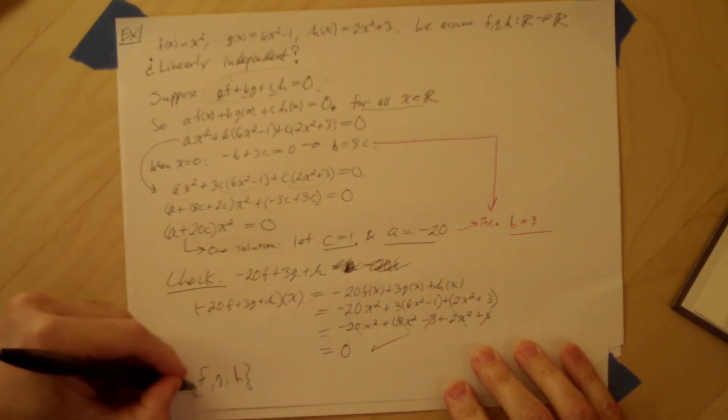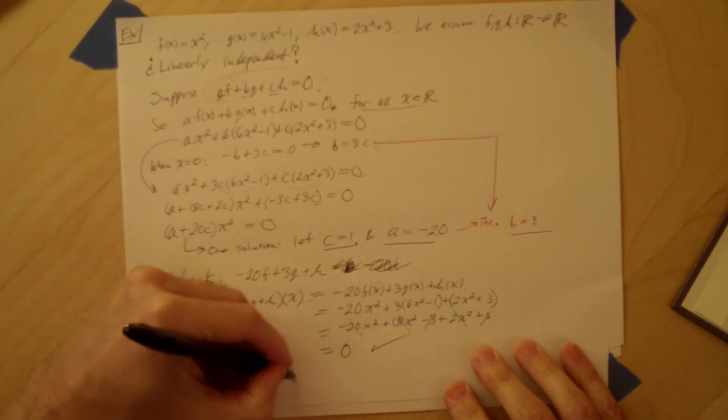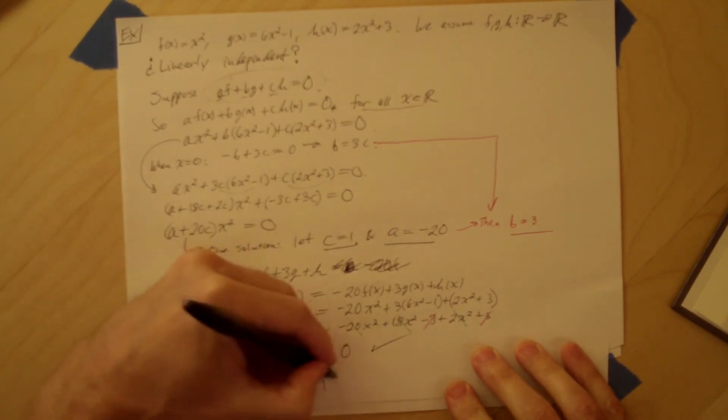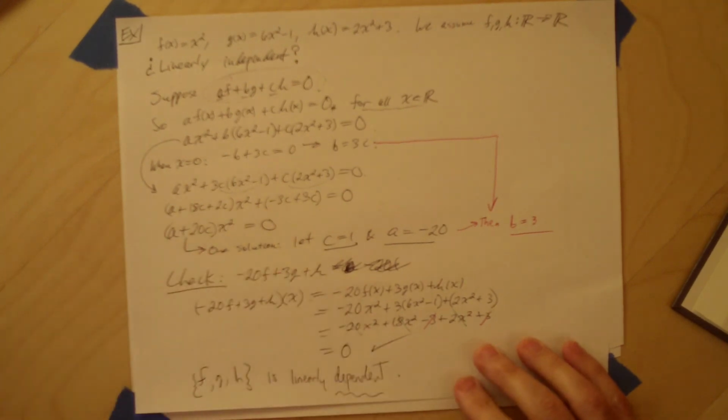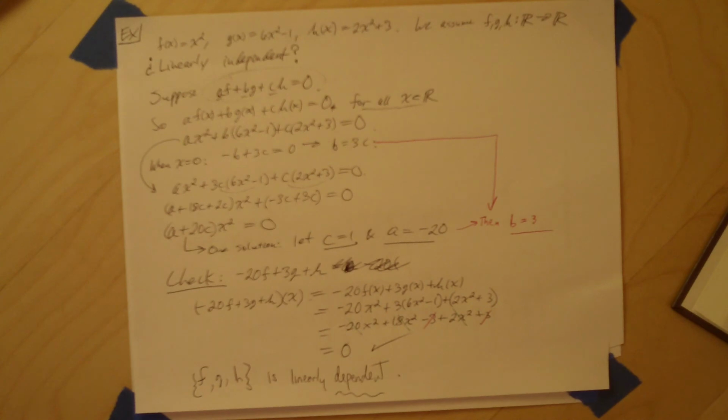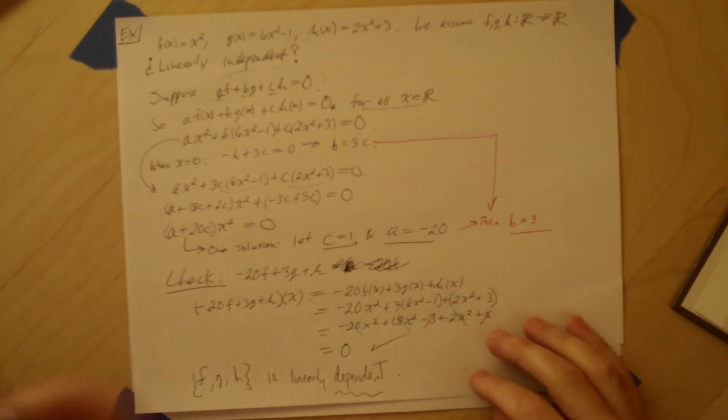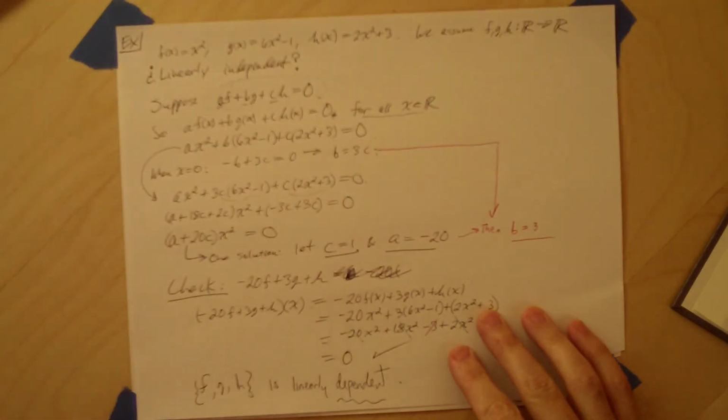The set f, g, h is linearly dependent, not independent. Okay, so there we have another example involving linear independence of functions.